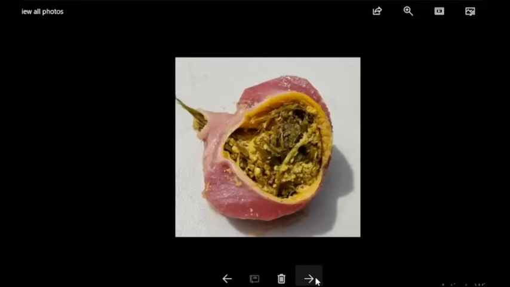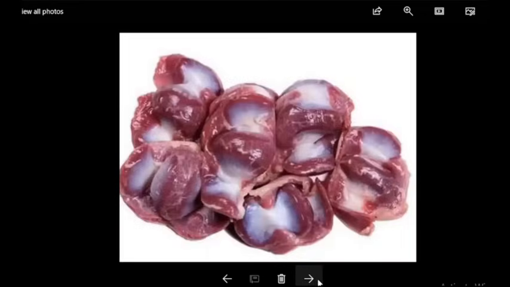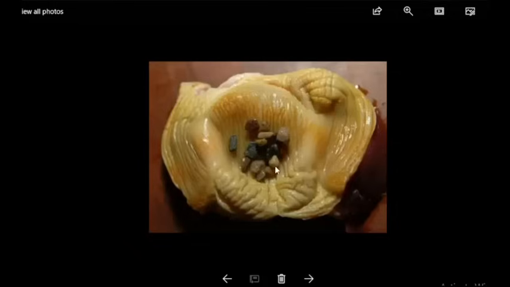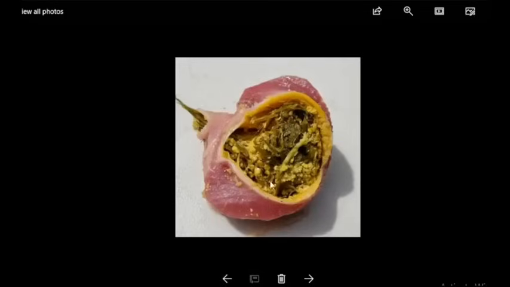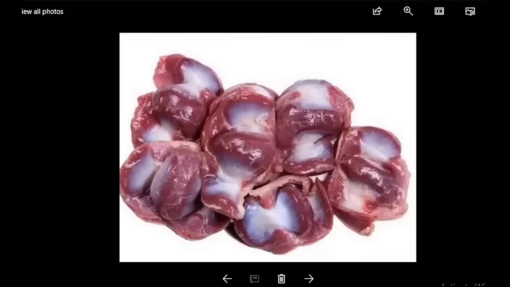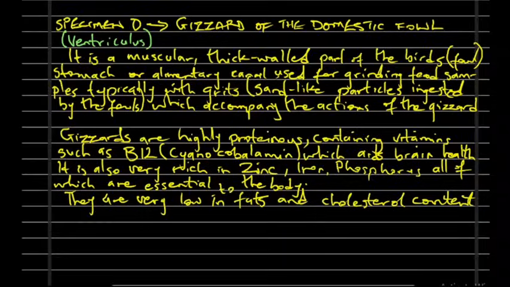It has some particles that look like stones. So this is the gizzard itself, and we can see stones inside it. It is with these stones, which I refer to as grits, that it is able to grind what it has to grind, that is, the grains that the domestic fowls have consumed. So that is that about specimen D.